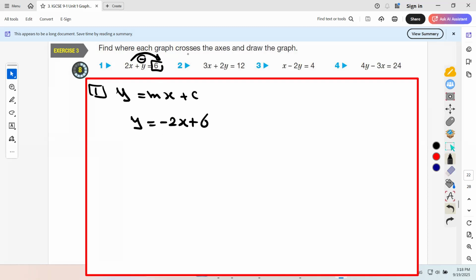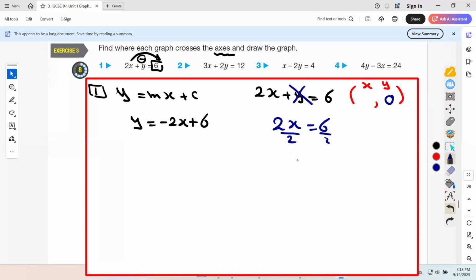How can we get the cross point with the x-axis from the given equation, 2x plus y is equal to 6? I said with the x-axis, so what do we have to put, y or x equal 0? You forgot, the y is 0. Very good. Then 2x equals 6. 6 divided by 2, so x equals 3. Very good. So the cross point with the x-axis is 3 and 0.